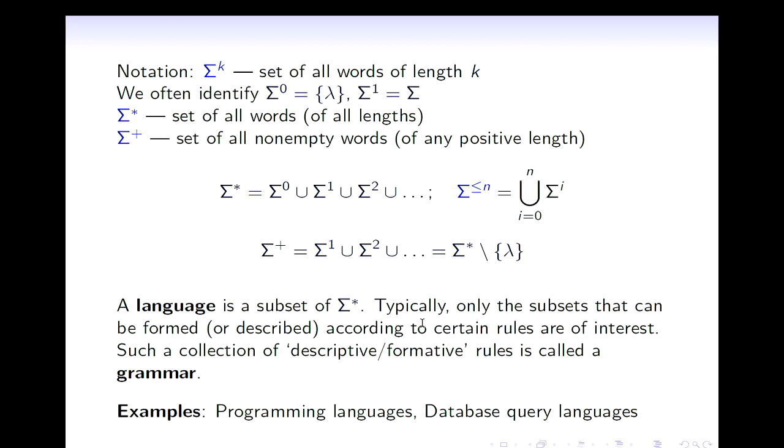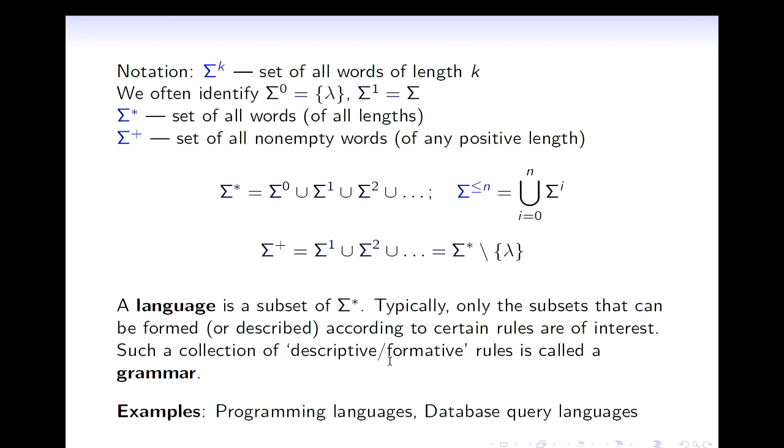So typically only those subsets of sigma star that can be formed according to certain rules, which we also call grammar, like we do in English when we talk about grammar. We also say grammar for formal languages. According to certain rules, when we use them and we form certain words, then these words would be included in that language, and these would be the ones that we accept. Like a compiler would accept one program and reject another program because it's syntactically incorrect. So I've already said that this would be called grammar.